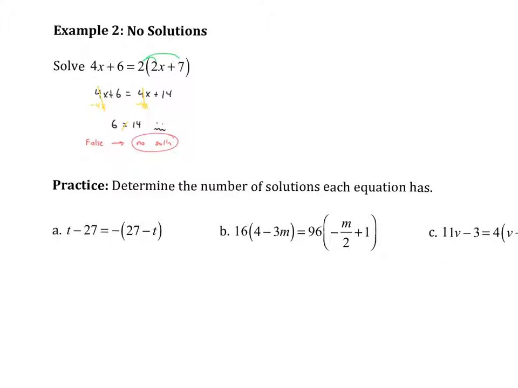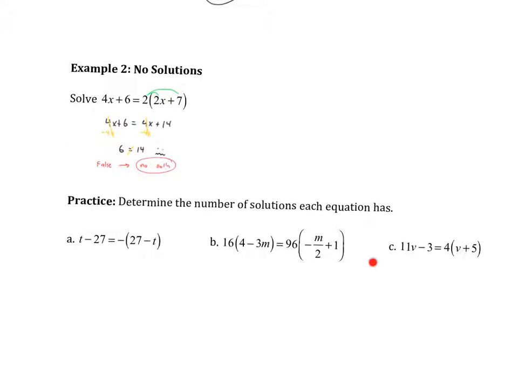All right, you got a few down here to practice, so please attack, kill, and destroy.